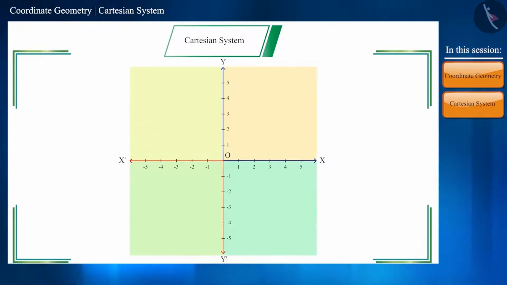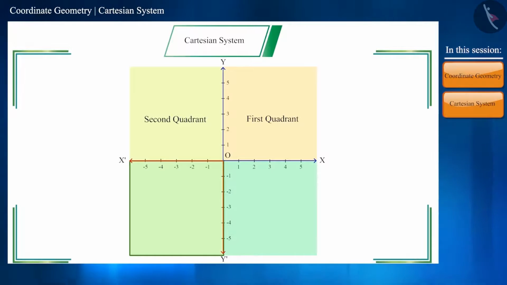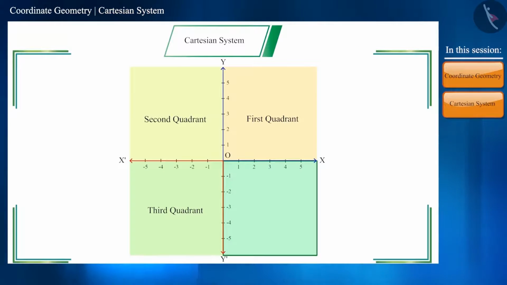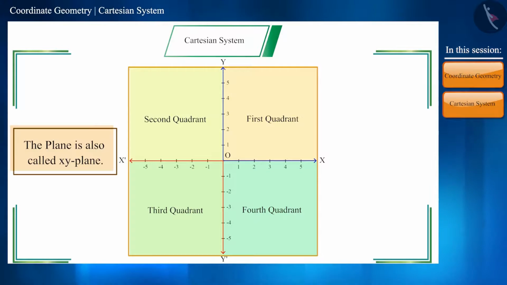These x and y-axes divide the plane into 4 parts. These parts are called quadrants. These are named in the anti-clockwise direction as follows. The first part is called the first quadrant. The second part is the second quadrant. The third part is the third quadrant. And the fourth part is called the fourth quadrant. And the plane is also called the XY plane.